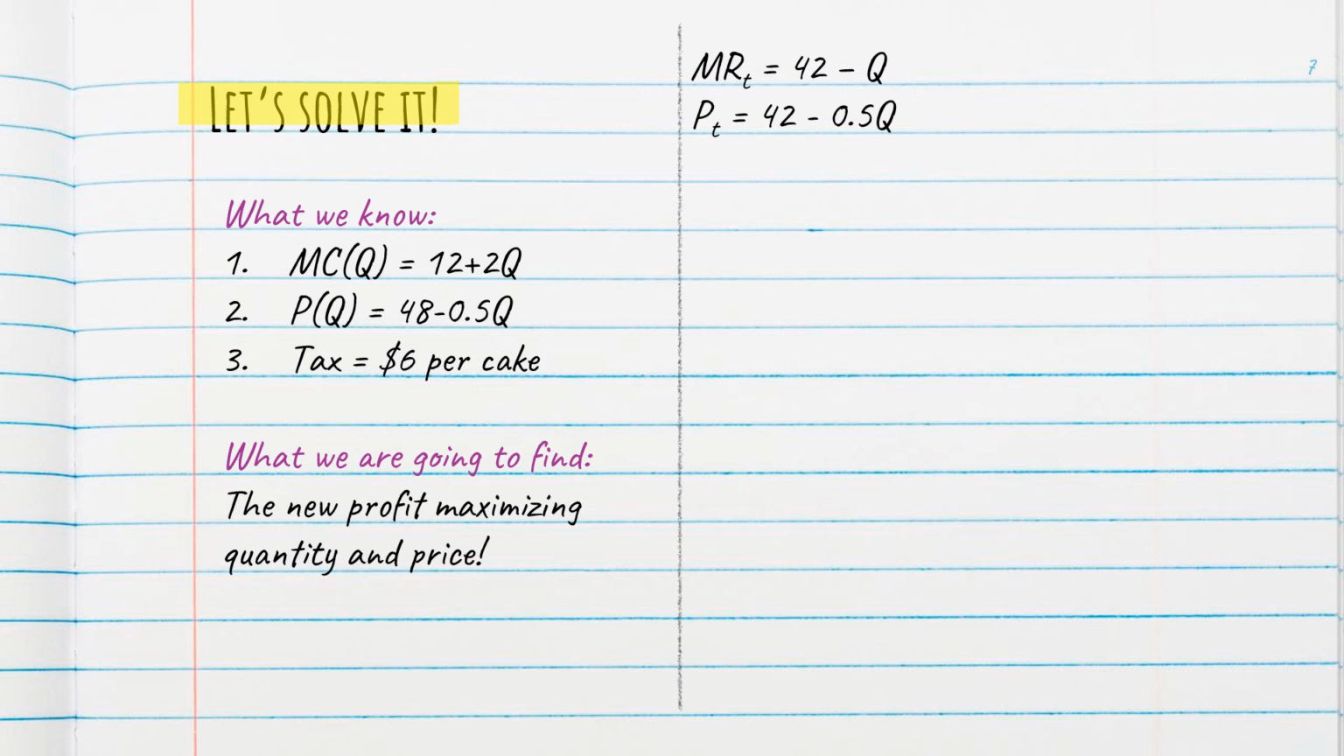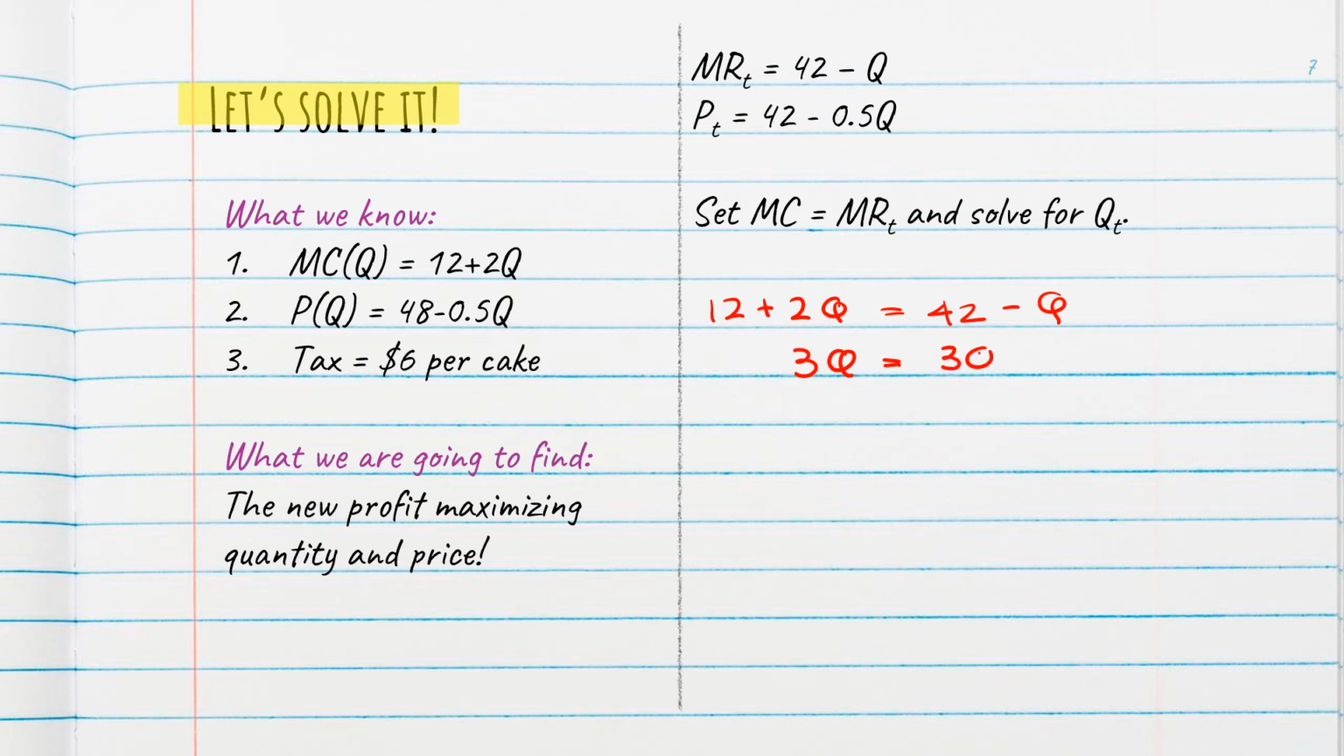Now we just proceed in the standard way. What I mean by that is we're going to set marginal cost equal to this updated marginal revenue curve, and that will allow us to solve for the quantity under the tax. So the marginal cost is 12 plus 2Q. We set that equal to 42 minus Q, and we solve for Q. So collecting our Q's together, we have 3Q is equal to 42 minus 12, which is 30. Then dividing both sides by 3, we get that the quantity under the tax is 10.